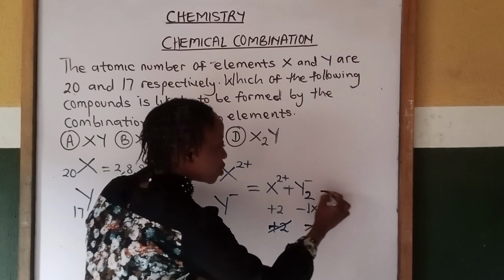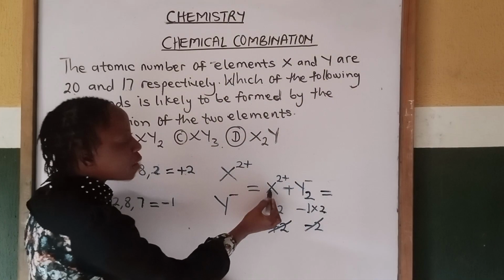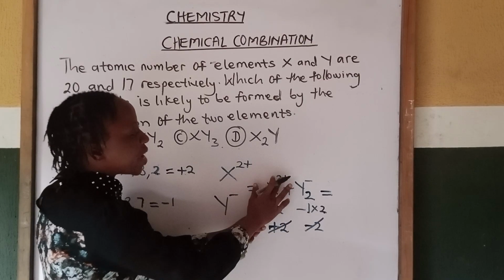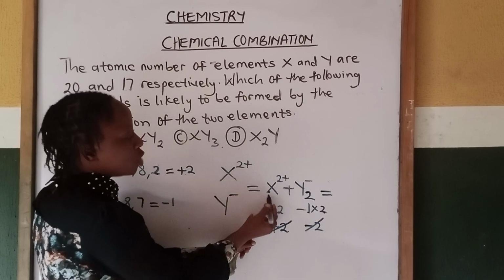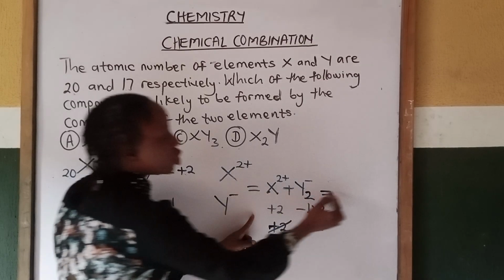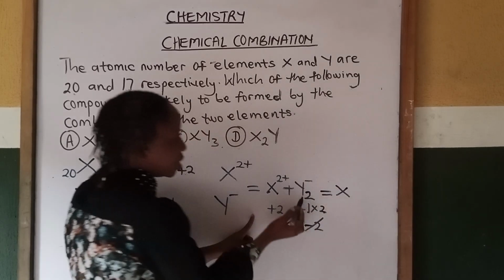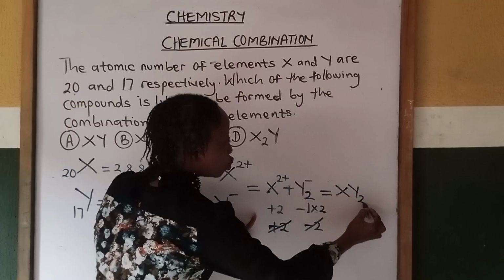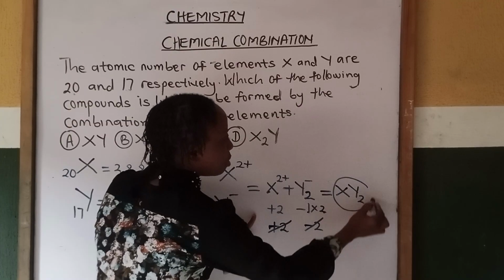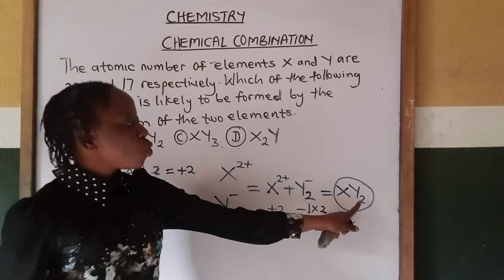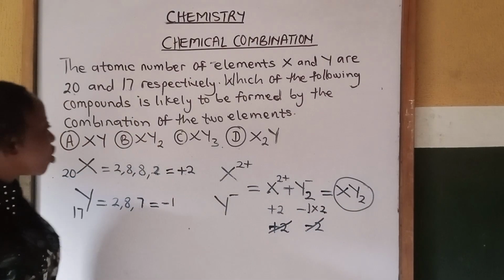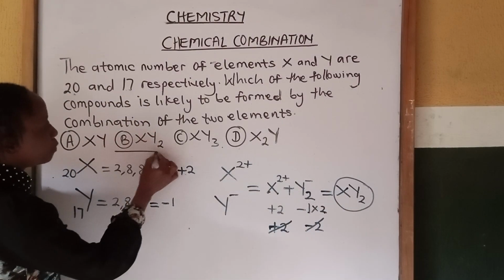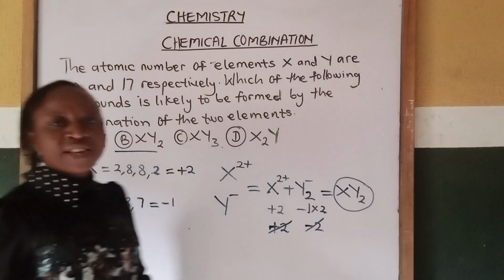So what will be the product? Our compound will now be, how many X do we have? Forget about the number of charge now. How many X do we have? That is only 1, so that's X. Then how many Y? We have 2Y. So XY2. The compound formed is XY2. So what is the correct answer? That is option B. So the correct answer is B.